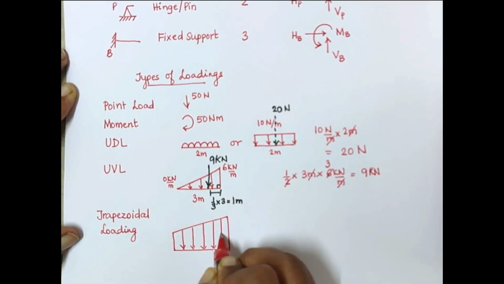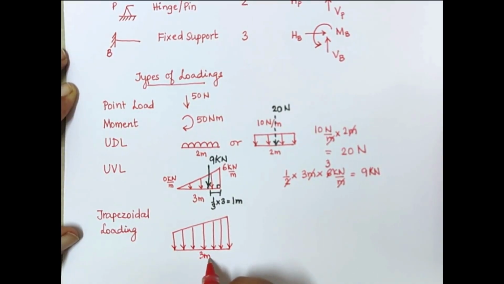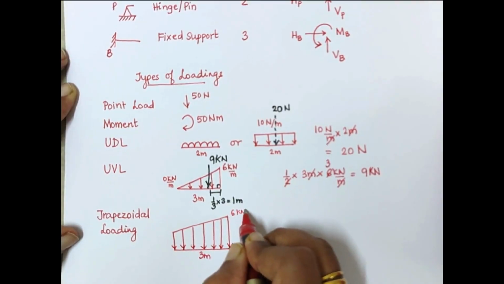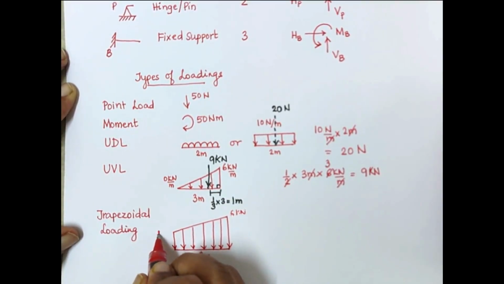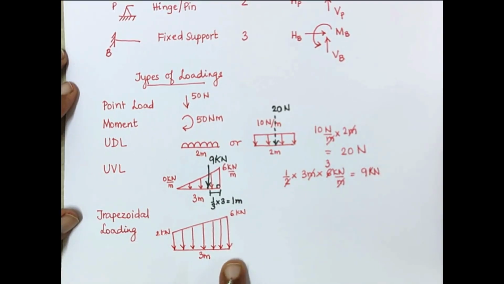Now how will we convert these values? Say for example, we take the same span of 3 meters. Here you take 6 kilonewton. Say we take 2 kilonewton over here. So now our loading has some intensity at the beginning as well as a higher intensity at the end. We have to now convert this into point loads for our calculation.